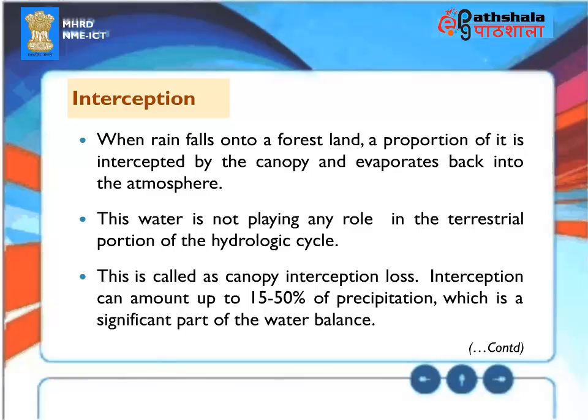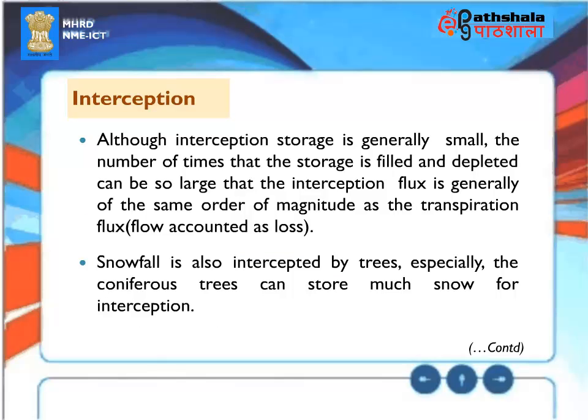This is called canopy interception loss. Interception can amount to 15 to 50% of precipitation, which is a significant part of the water balance. Although interception storage is generally small, the number of times that the storage is filled and depleted can be so large that the interception flux is generally of the same order of magnitude as the transpiration flux, and is accounted as loss. Snowfall is also intercepted by trees, especially coniferous trees, which can store much snow.